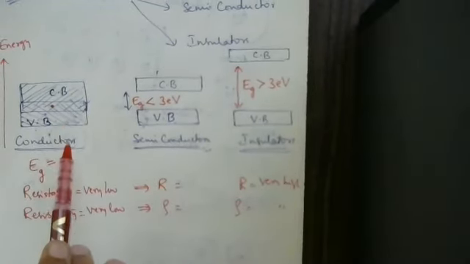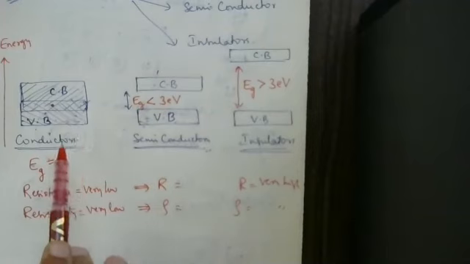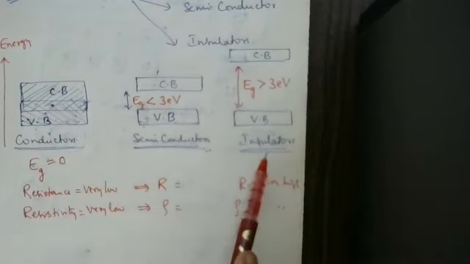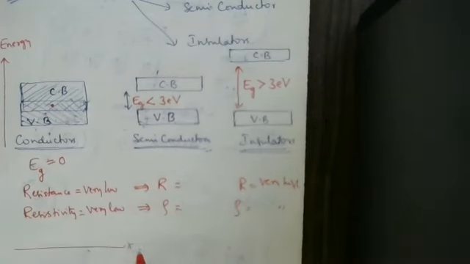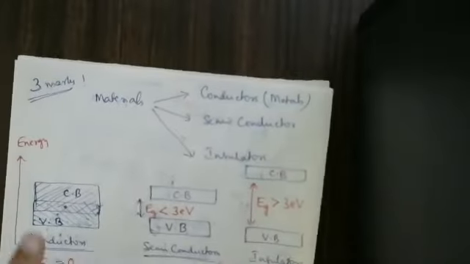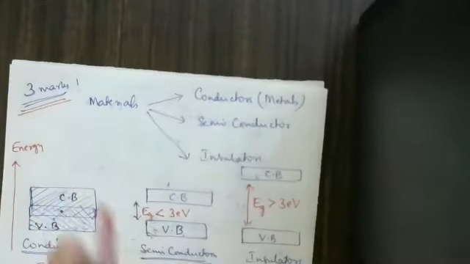If they ask you to explain conductors, semiconductors, insulators on the basis of band theory, this is the idea that you are supposed to write. This question is asked for about 3 marks. I told you already, it is asked for 3 marks.